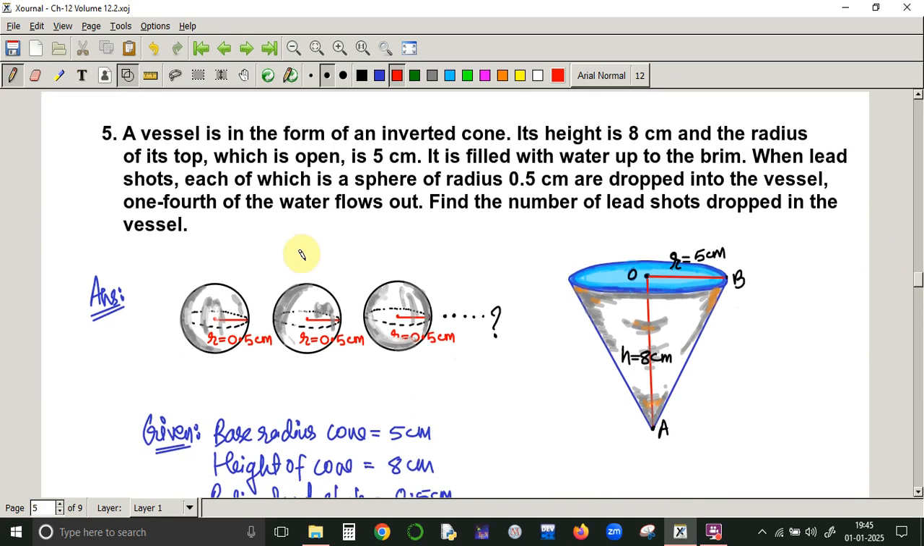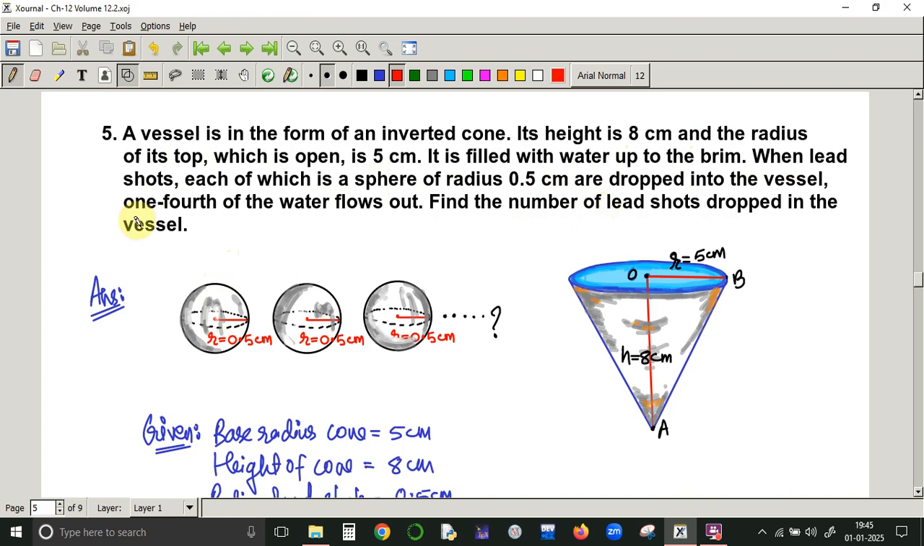Next question. A vessel is in the form of an inverted cone. Its height is 8 centimeter and the radius of its top, which is open, is 5 centimeters. So the radius is 5 centimeter, height is 8. It is filled with water up to the brim. When lead shots, these balls made of lead, each of which is a sphere of radius 0.5 centimeter, are dropped into the vessel, obviously water will fall out.